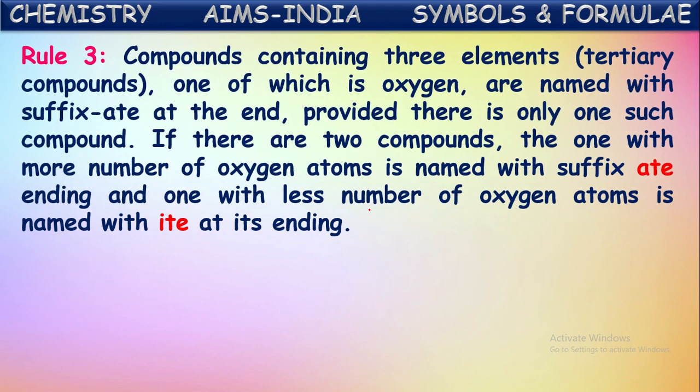Next, rule 3. Compounds containing three elements, one of which is oxygen, are named with the suffix ate at the end of the name. If there are three elements in the compound molecule, and one of the elements is oxygen, it can be named with ate at the end of the name.